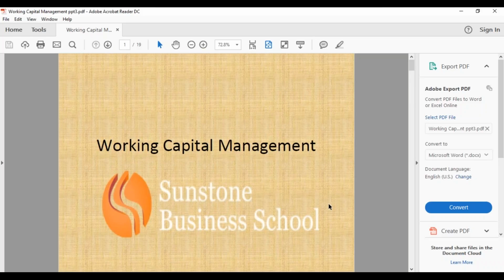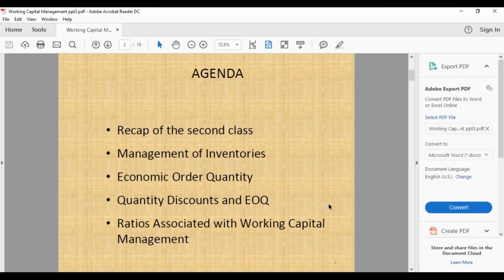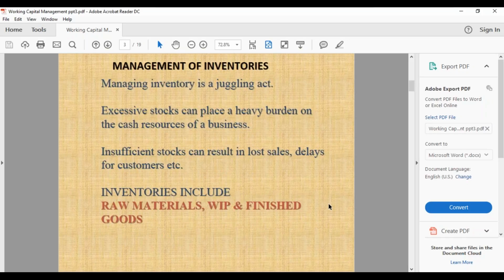Hi, we are going to start with session 3 of working capital management. Here we are going to discuss the economic order quantity and the ratios associated with working capital management.